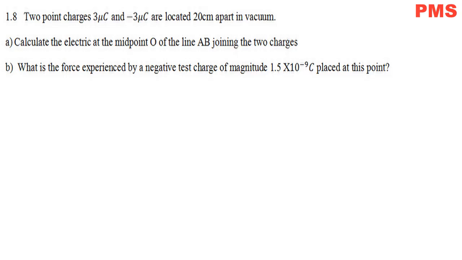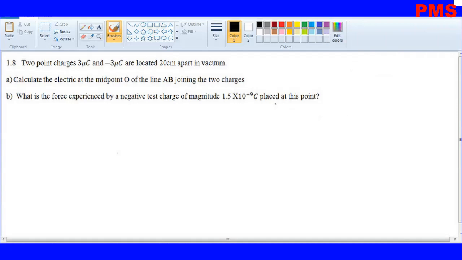And the second question: what is the force experienced by a negative test charge of magnitude 1.5 into 10 power minus 9 coulomb placed at this point? The second one is related to the first one. We calculated the electric field. The charges are QA 3 microcoulomb and QB minus 3 microcoulomb, and the given test charge is Q equal to minus 1.5 into 10 power minus 9 coulomb.